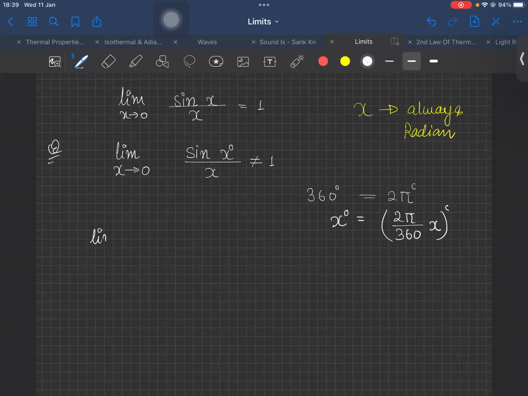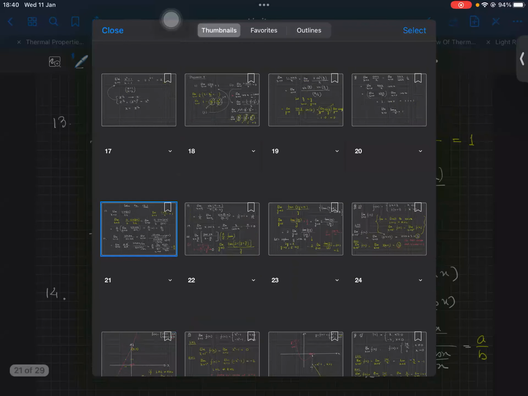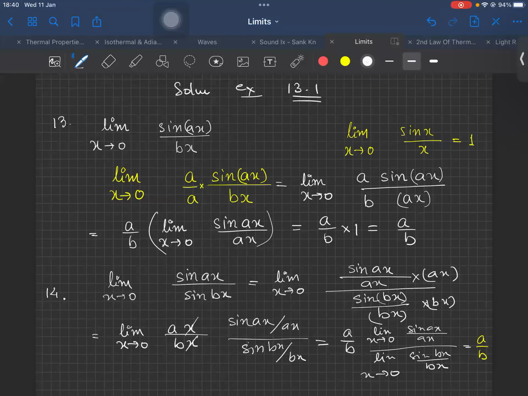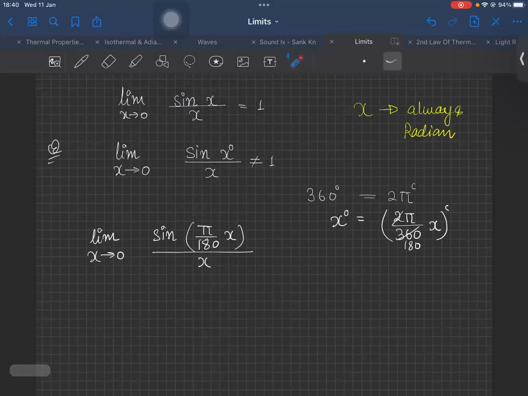Now you will write this as limit x tends to 0 of sine of 2 pi upon 360, so we can write pi by 180 x, upon x. Okay, now you know how to solve it. We have already solved these types of problems yesterday. See this problem, it is similar to this, isn't it? So what we'll do here, there are two methods again.